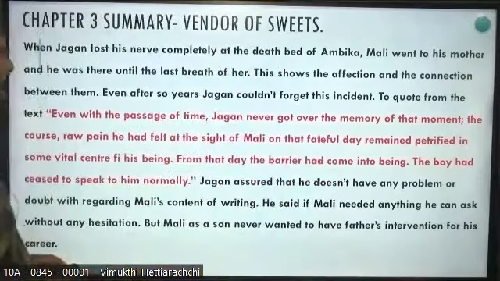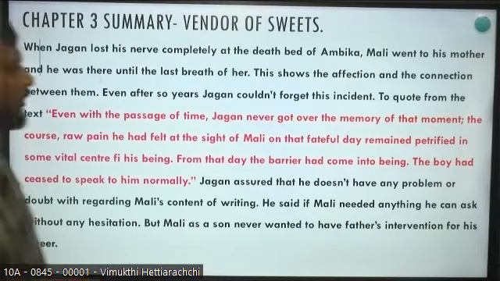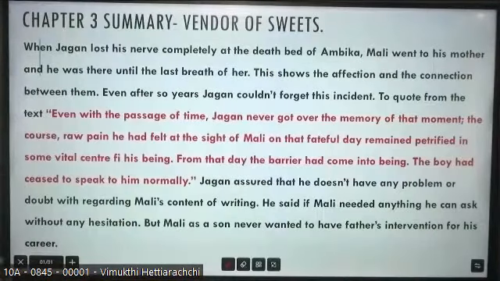We will move on from there. This shows the affection and the connection between them. Even after so many years, Jagan could not forget this incident. Quote from the text, yeah, this red color quotation is very much important. Please highlight and write down. Even with the passage of time, Jagan never got over the memory of that moment. The coarse, raw pain he had felt at the sight of Mali on that fateful day remained petrified in some vital center of his being. From that day, the barrier had come into being. The boy had ceased to speak to him normally. So this quotation is very much important, my dear students. Please make sure to write down the quotation in a different color pen, right?